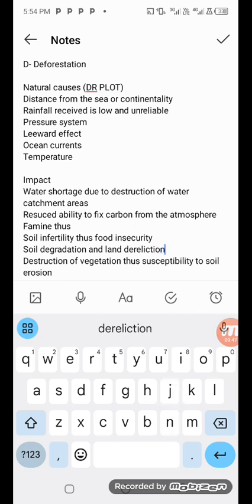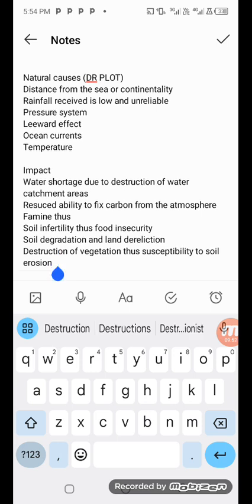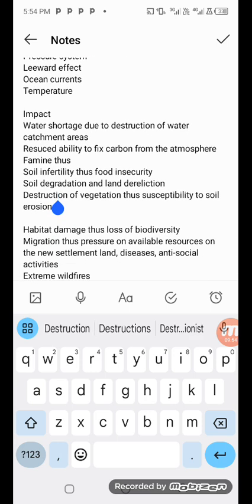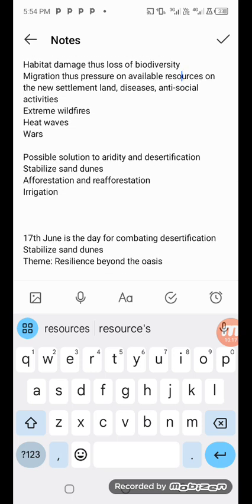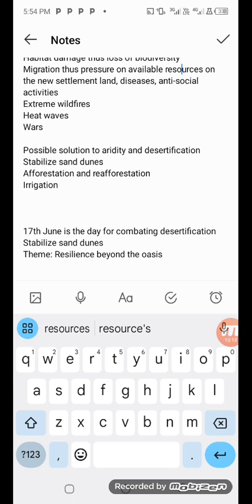Another thing will be destruction of vegetation, that's susceptibility to soil erosion, as well as loss of biodiversity due to the damage of habitat. Another thing, we shall have extreme wildfires. Another thing, there shall be migration of people together with their livestock, and this will create pressure on the available resources in the area that has pulled them to where they are. So that will be another challenge. We shall also have heat waves.